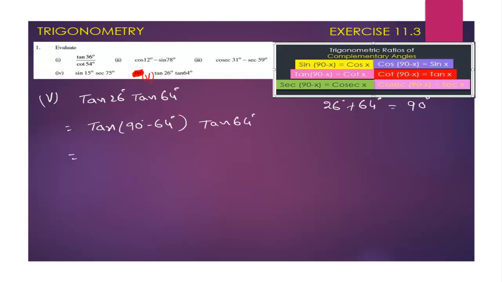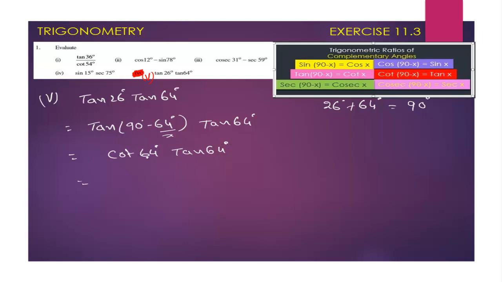Here, tan of 90 minus 64. Tan 90 minus x we can write as cot x. Here x is 64 degrees. That is, tan 90 minus x equals cot of x. That is cot 64 degrees into tan 64 degrees.